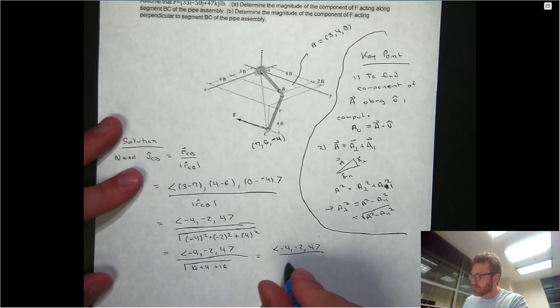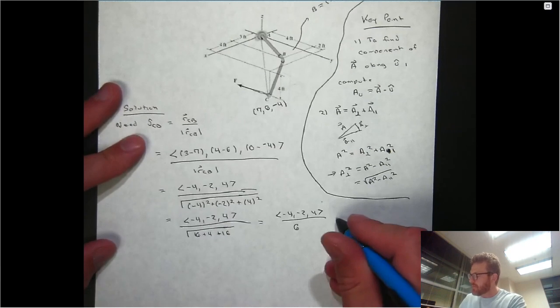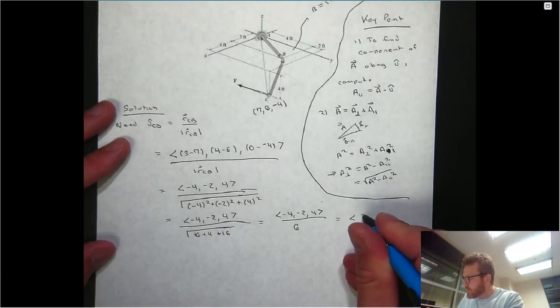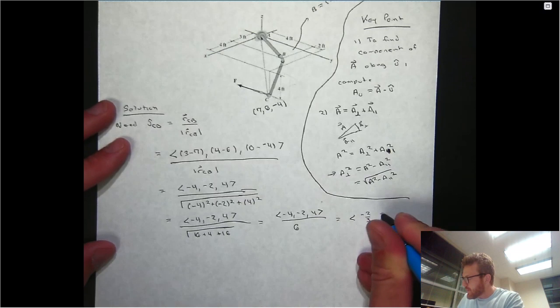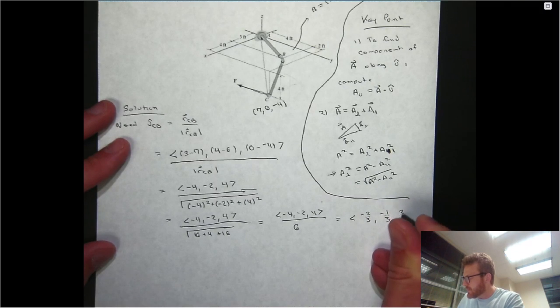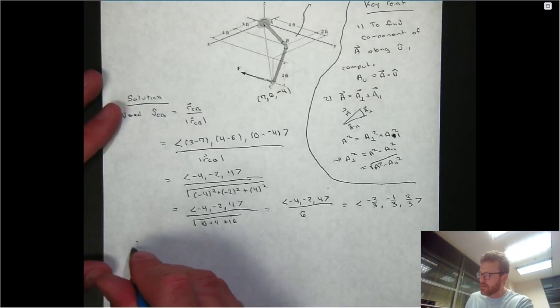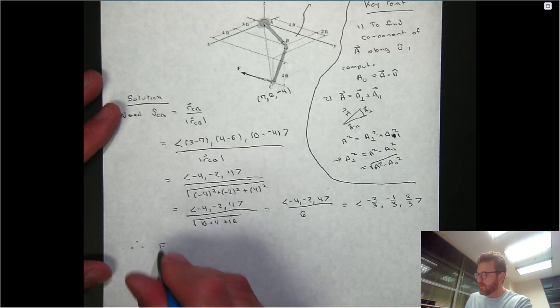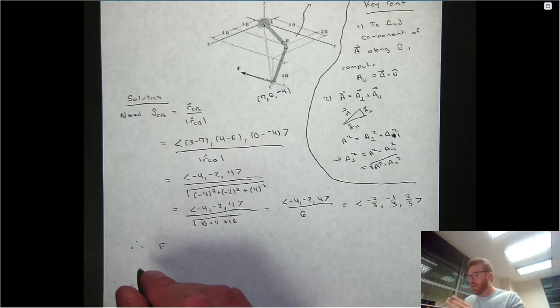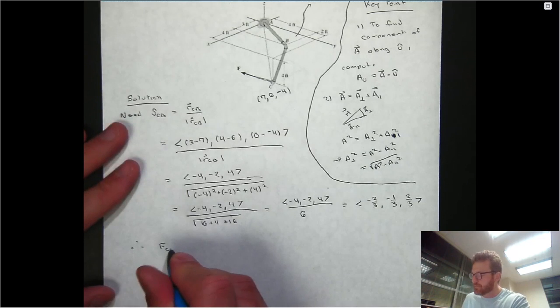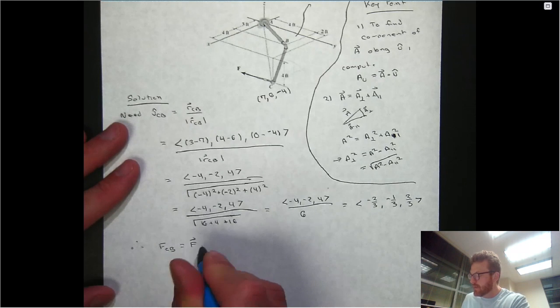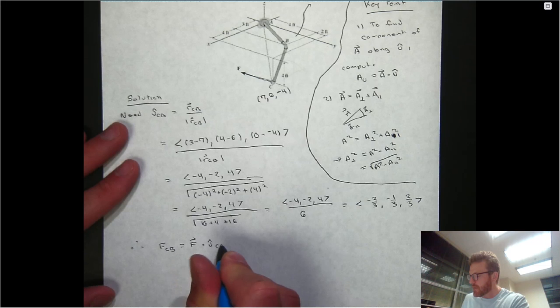And that is just 6. So just simplifying this out, that unit vector will turn out to be minus 2/3, minus 1/3, and 2/3. So really, all that we need to do now in order to find the component of F along axis CB is to take F and take a dot product with UCB.